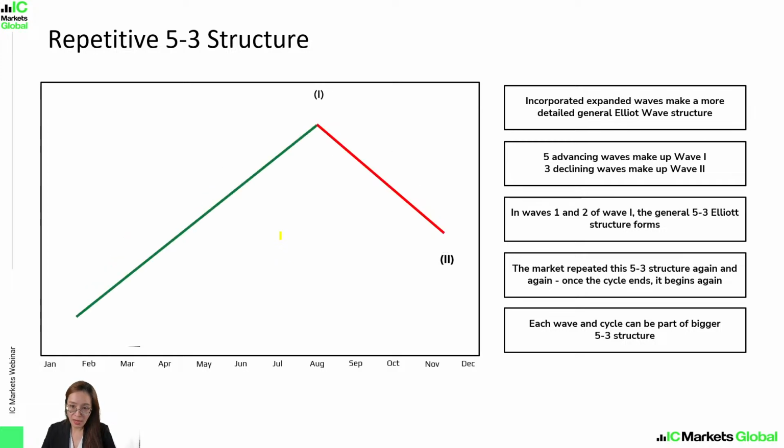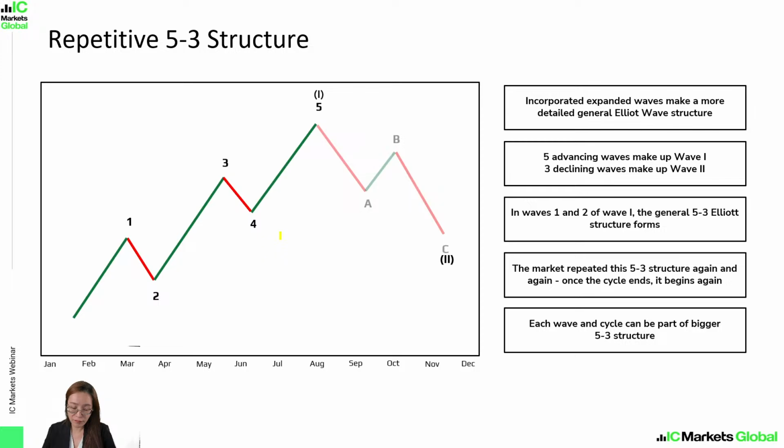We have wave 1, wave 2. Within wave 1, we have waves 1, 2, 3, 4, 5, and ABC completes wave 2. Five advancing waves make up wave 1, wave 3, and wave 5, and the declining waves make up wave 2 and wave 4. Wave 3 cannot be the shortest. Wave 3 can be shorter than wave 5 but cannot be shorter than wave 1. Basically, it cannot be the shortest among waves 1, 3, and 5.